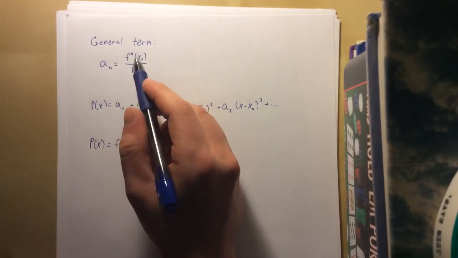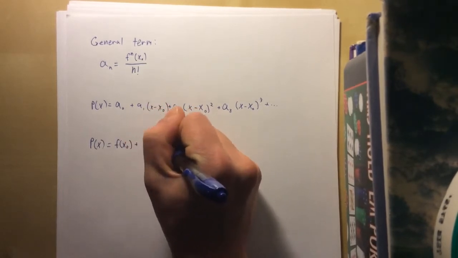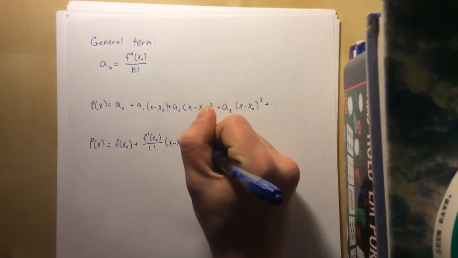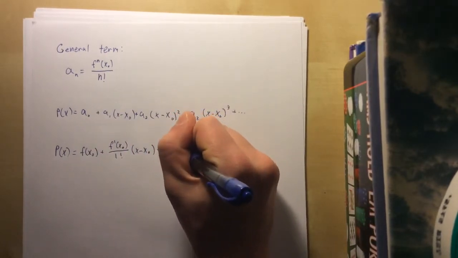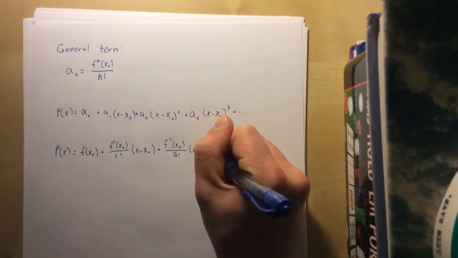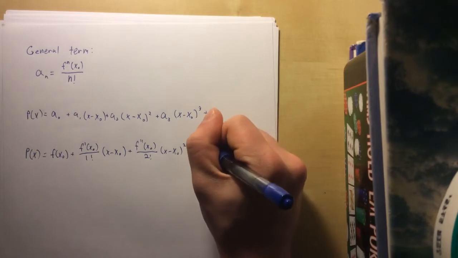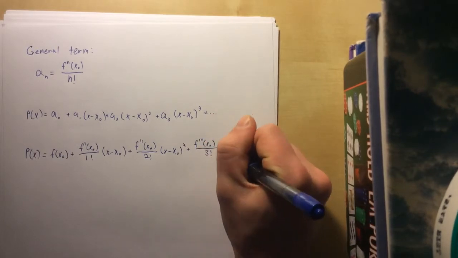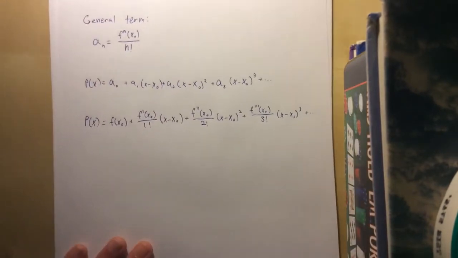Plus, what's a sub 1? That's just going to be f prime of x naught over 1 factorial, times (x minus x naught), plus a sub 2, well then that's the second derivative of f at x naught over 2 factorial times (x minus x naught) squared, and a sub 3 would be the third derivative of f at x naught over 3 factorial times (x minus x naught) cubed, and that goes on forever and ever.